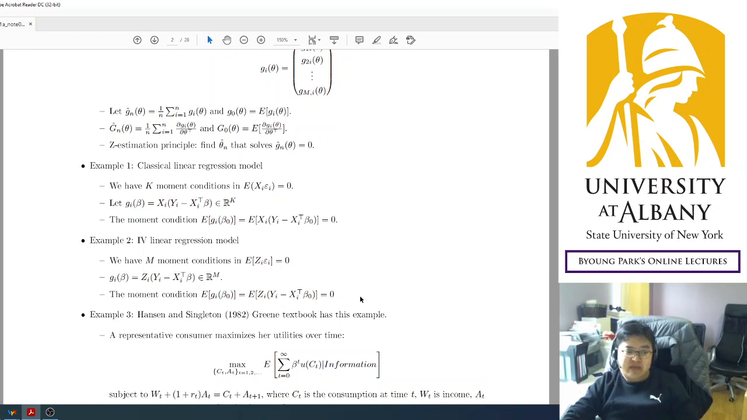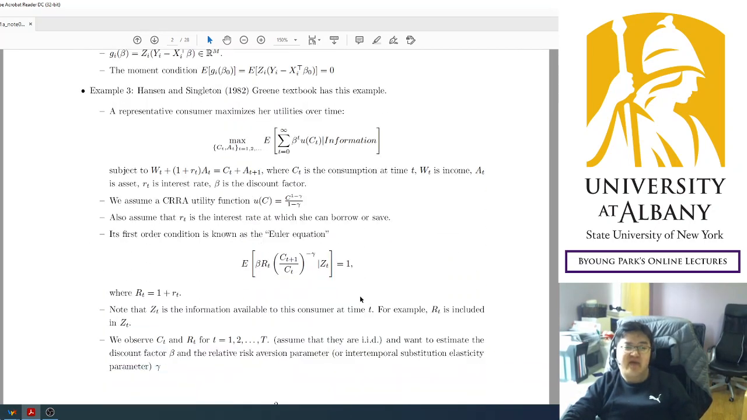And the third example is a very famous example from the paper by Hansen and Singleton. Lars Hansen got the Nobel Prize several years ago. This is the first example to which the GMM estimator was applied. In their paper, what's interesting here is they are estimating utility function parameters.